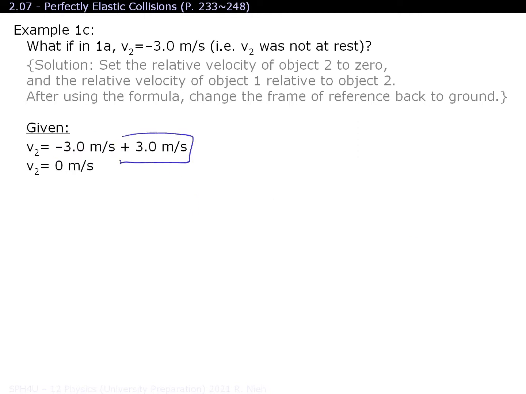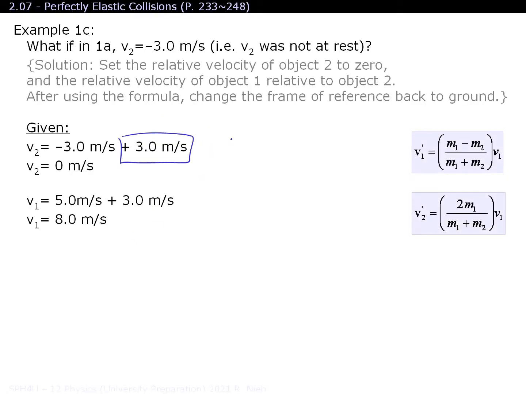And we must also factor this in for the first object as well. So the first object, or Eric, was moving at 5 meters per second. Now we need to add 3 meters per second to it, and that will get us 8 meters per second. Now that we've changed our frame of reference, we can use the formulas one more time. So V1 apostrophe is equal to mass 1 of, I believe it was Eric, minus Francine, all over 70 kilograms plus 50 kilograms, times, this time around, 8.0 meters per second.